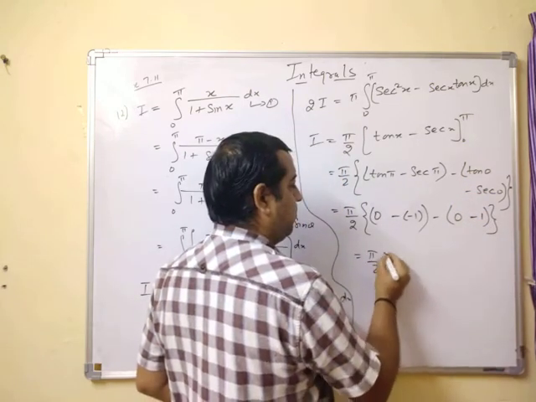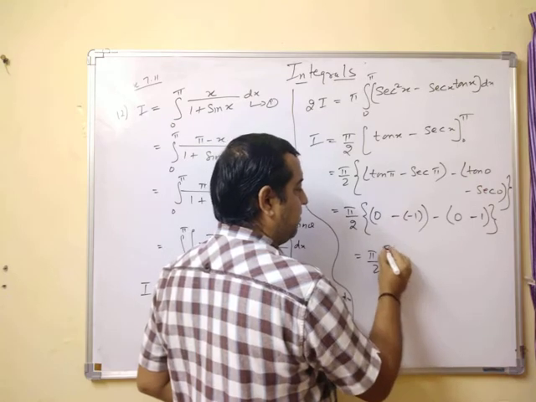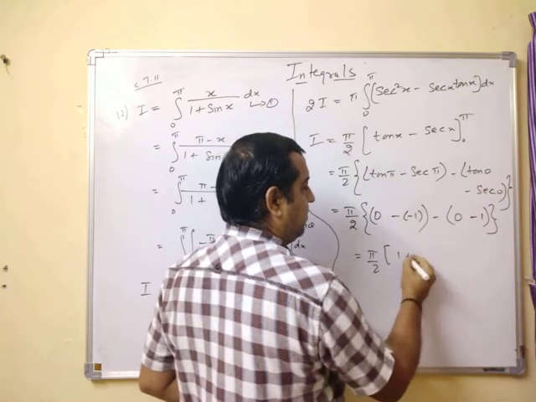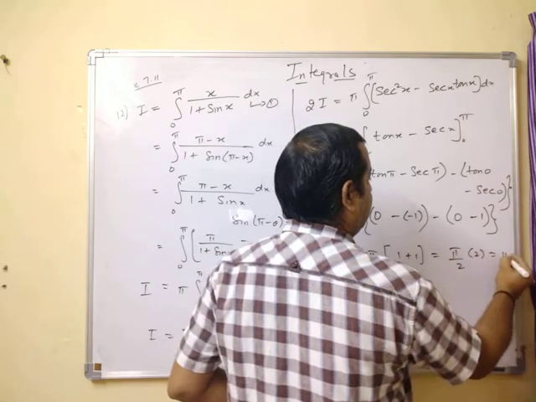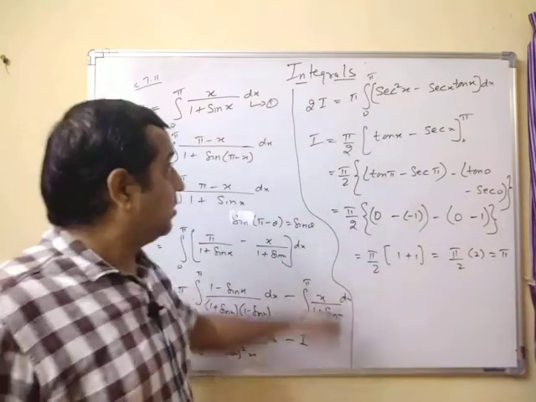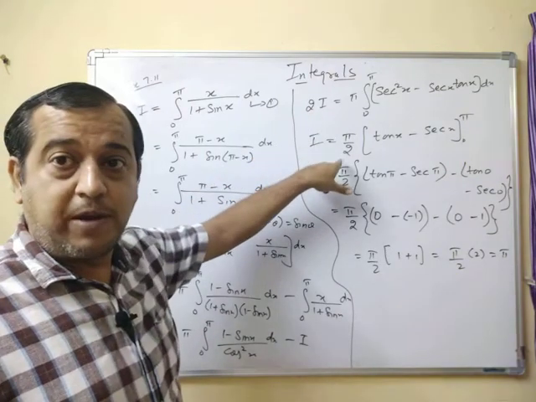This gives you pi by 2, minus of minus 1 plus 1. 1 plus 1 is 2. You get pi by 2 into 2 and that gives you pi. That's your answer. Here the 2I we had, we already divided by 2 earlier.